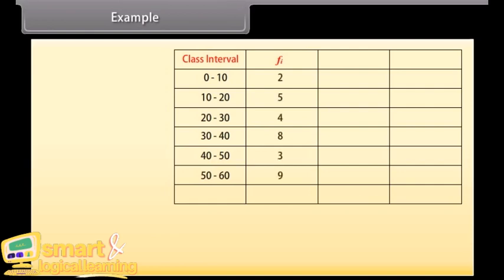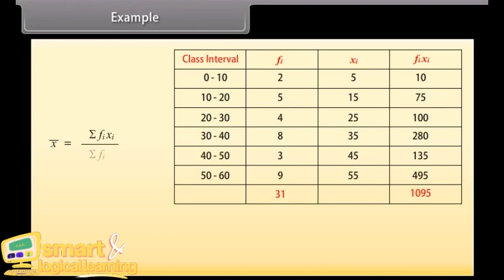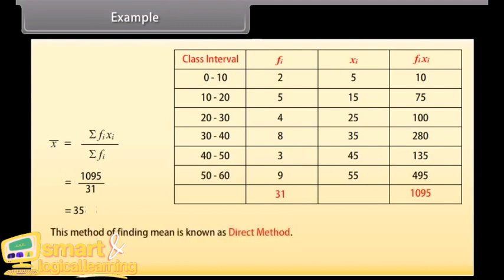The sum of the frequencies is 31. And then we have written the class mark for each class interval and denoted them as xi, and then find the product of fi and xi. And finally, we find the mean using the formula x bar equals summation of the product fi and xi divided by summation of fi, which equals 1095 by 31, which is equal to 35. This method of finding mean is known as direct method.